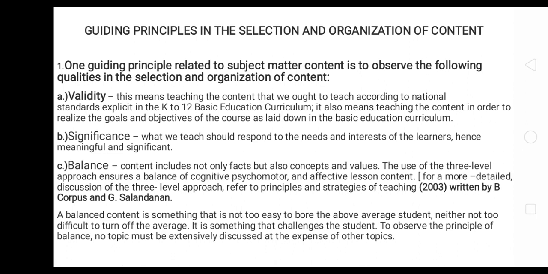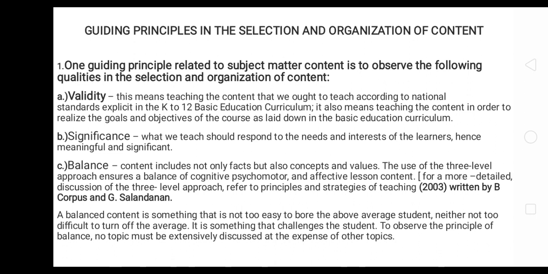So this means teaching the content that we ought to teach according to national standards explicit in the K-12 basic education curriculum. It also means teaching the content in order to realize the goals and objectives of the course as laid down in the basic education curriculum. So validity refers to the authenticity of the subject matter or content you selected. Make sure that the topics are not obsolete.